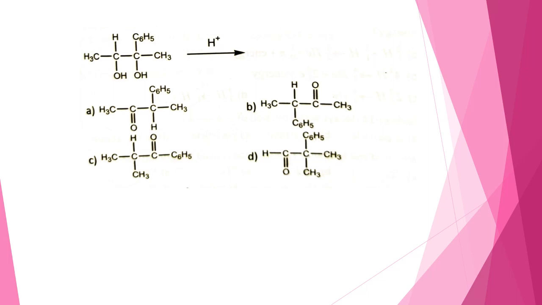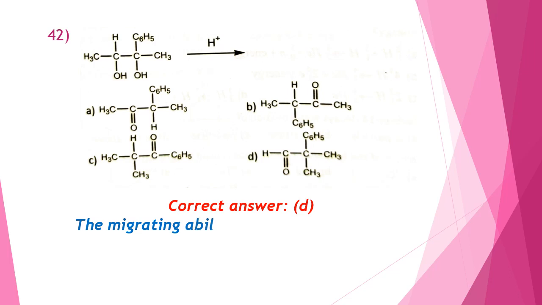Question number 42. It is the best example of the pinacol-pinacolone rearrangement. Here the correct answer is D. The migrating ability is in the order of H greater than aryl greater than alkyl. The migrating ability of H is greater, therefore option D is correct.